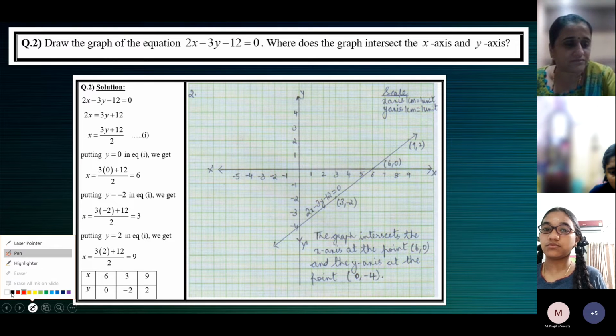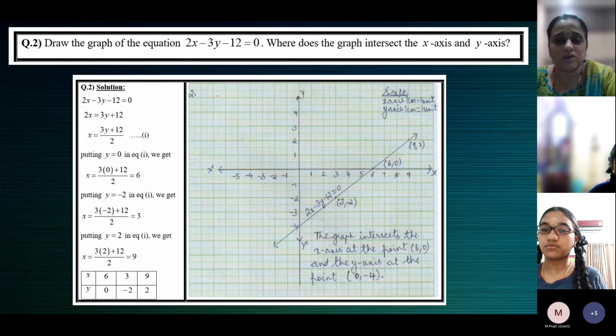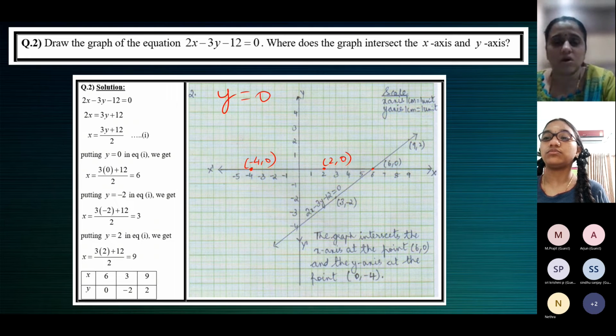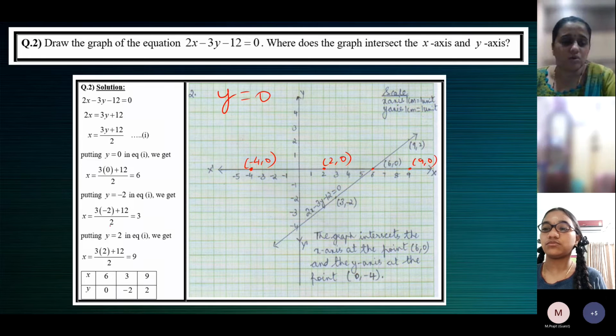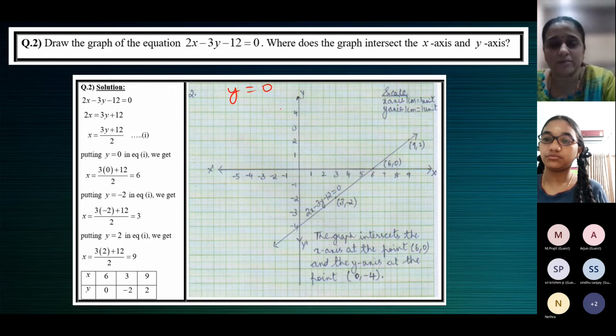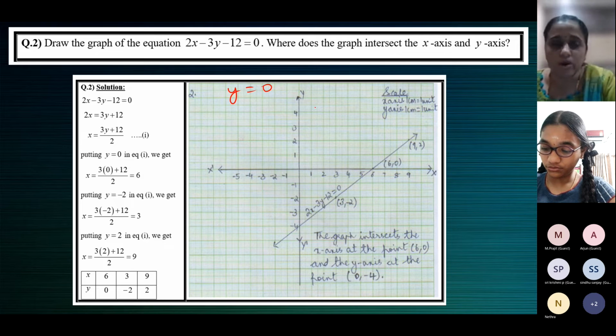So when you take the value of y as 0, because we know that on the x-axis, y is always 0. Like for example, this point is given by the address -4, 0. This point is given by the address 2, 0. So on the x-axis, y is always 0. Now this point on the x-axis is 9, 0. So when we take y as 0, you will be able to find the coordinates of the point where the graph line cuts the x-axis.